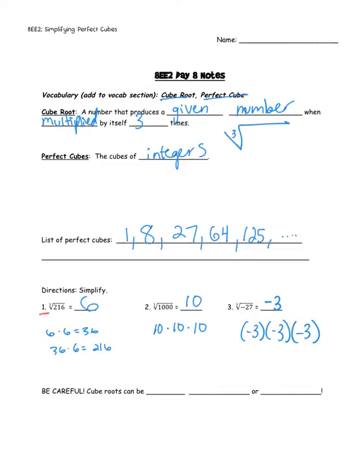Now sometimes they could be positive or negative values if the question was giving you a positive or negative symbol out front from the beginning. So you have to be careful with cube roots because they can either be positive, they can be negative, or they could be both positive and negative.